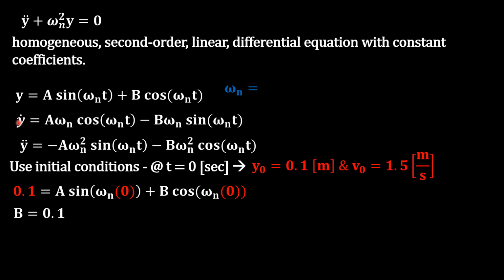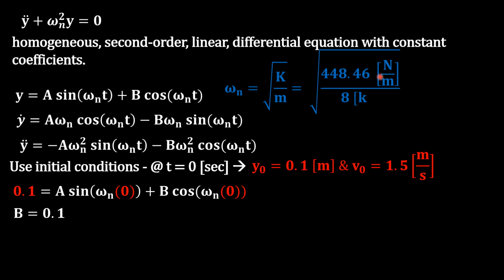And to find the velocity, or to find the a value, let's first find the natural frequency of this system that we're dealing with. So we found the spring constant 448.46 Newton over meter, times the mass that is being attached to the spring. It will give us this natural frequency, 7.487 radian per second. So that's how much angle this thing can rotate in 1 second.